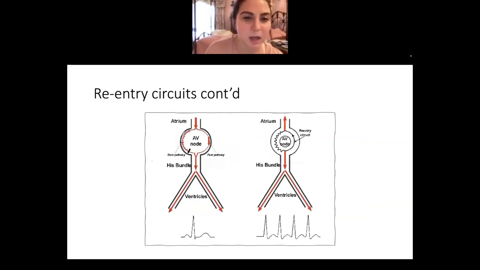So the impulse is coming from the SA node. Here's the AV, and then it goes through the AV node. Then it goes to the bundle of His pathway, and then we have the ventricles. Don't worry about the slow pathway, fast pathway. It doesn't matter. It's normal. But if we have ischemia, something happening where it's causing a unidirectional block in one direction, you can just have it over and over and over.